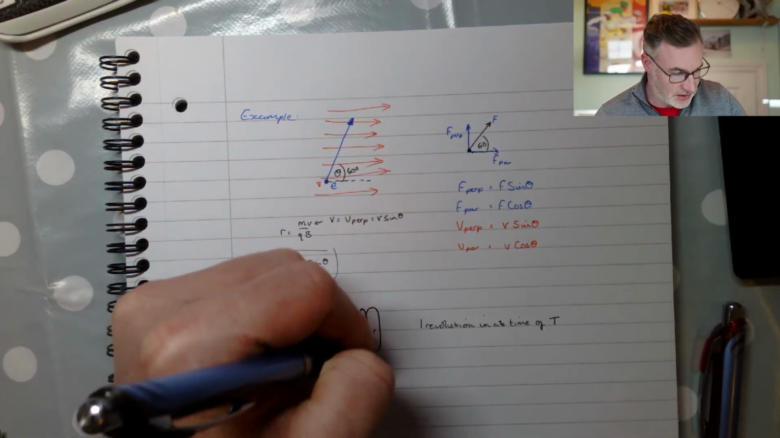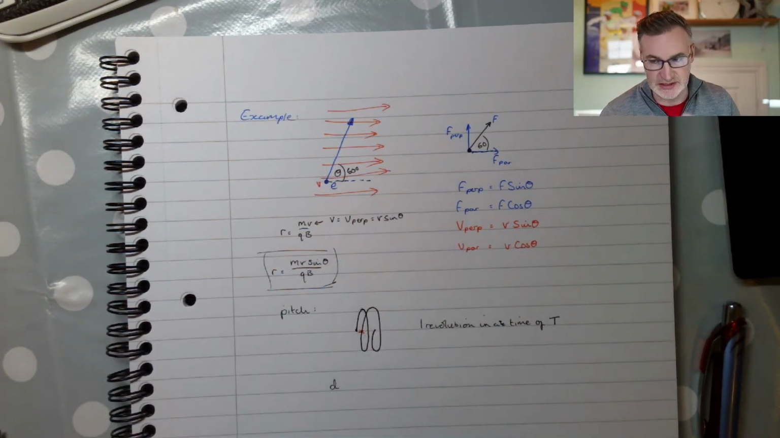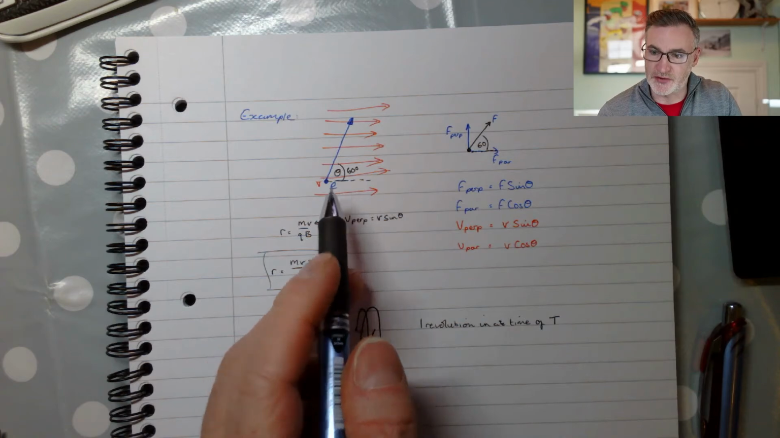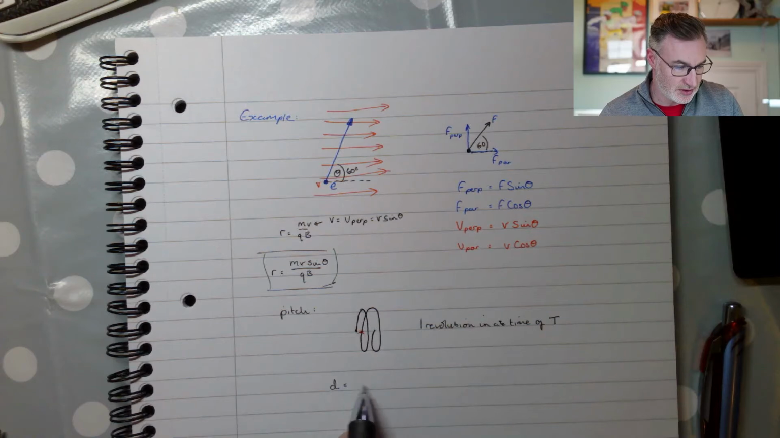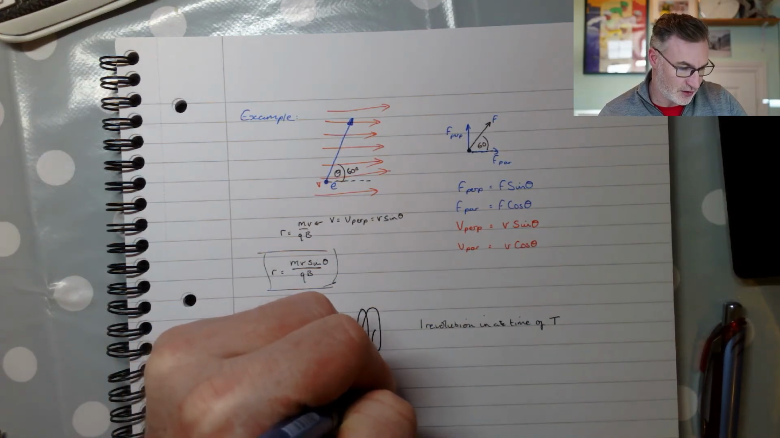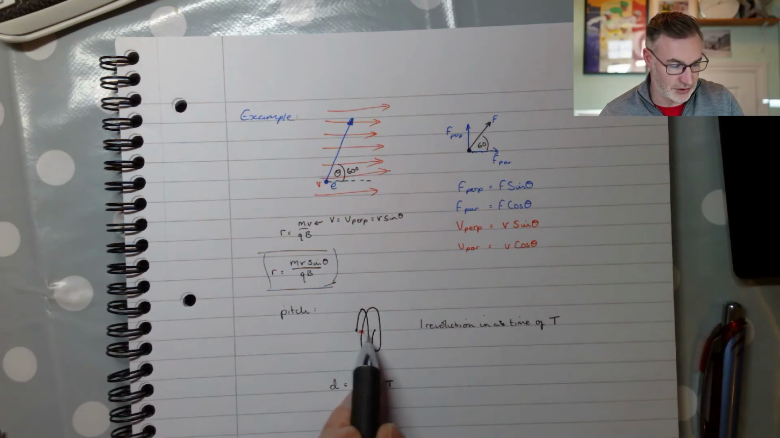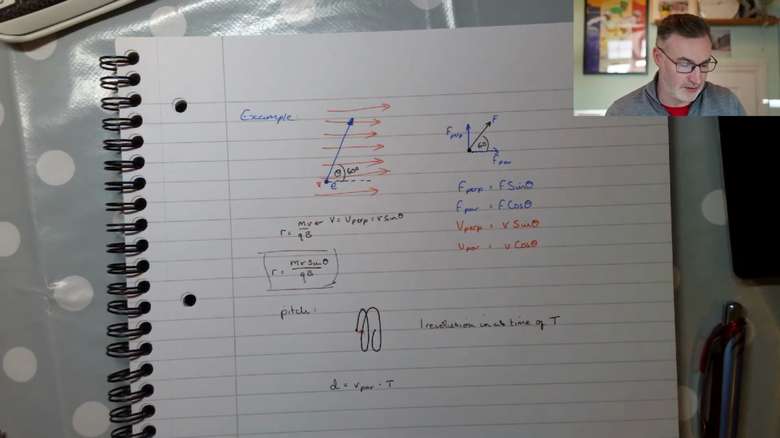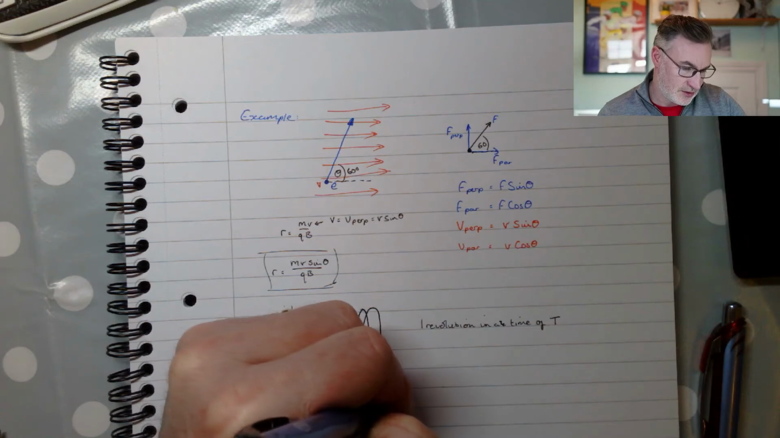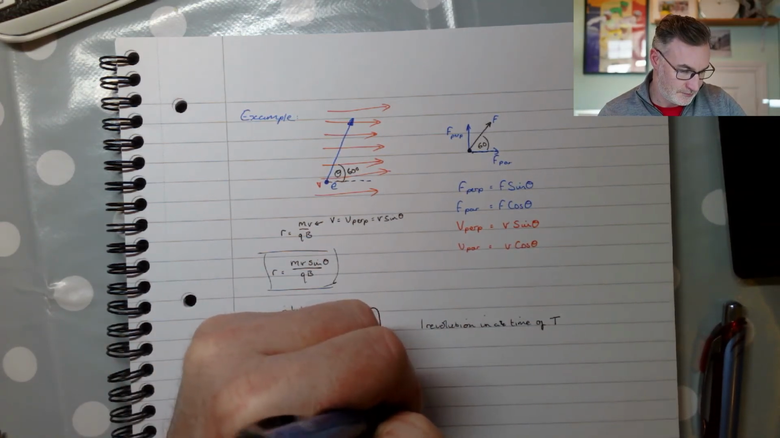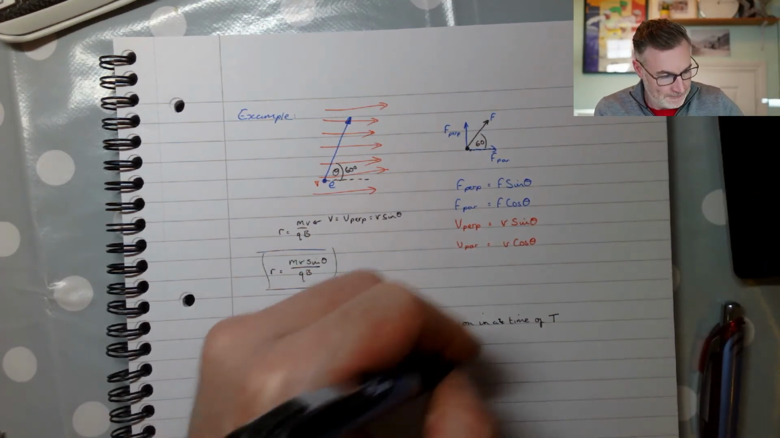And the distance that it's going to move, which will be the pitch, is defined as the distance it moves, in this case from left to right, in one revolution. It is going to be the speed that it moves parallel, so v parallel, times the period, i.e. the time for one revolution. And our parallel velocity is v cos theta, so v cos theta times period.